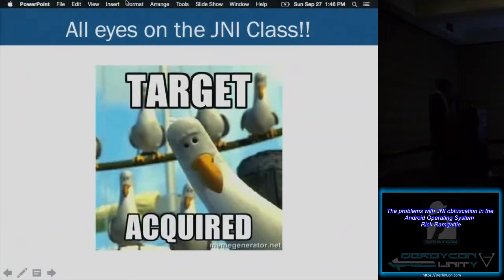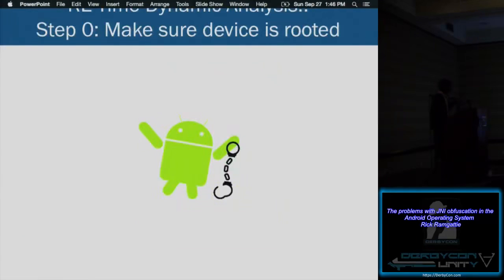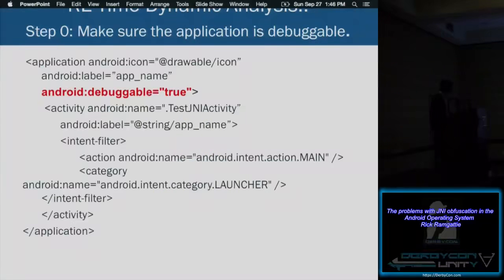Alright, so now that the target has been acquired, we know what class it is, and we know which one we want to stop on, we can just start doing dynamic analysis. First thing I want you to know is that your device should be rooted because we will need root access on the device in order to do dynamic analysis. Second, if you are going to do dynamic analysis on an application, the application has to be debuggable. In order to make the application debuggable, you have to edit the Android manifest file. Just find AndroidManifest.xml and put in that field that's in red, otherwise the application is not debuggable.